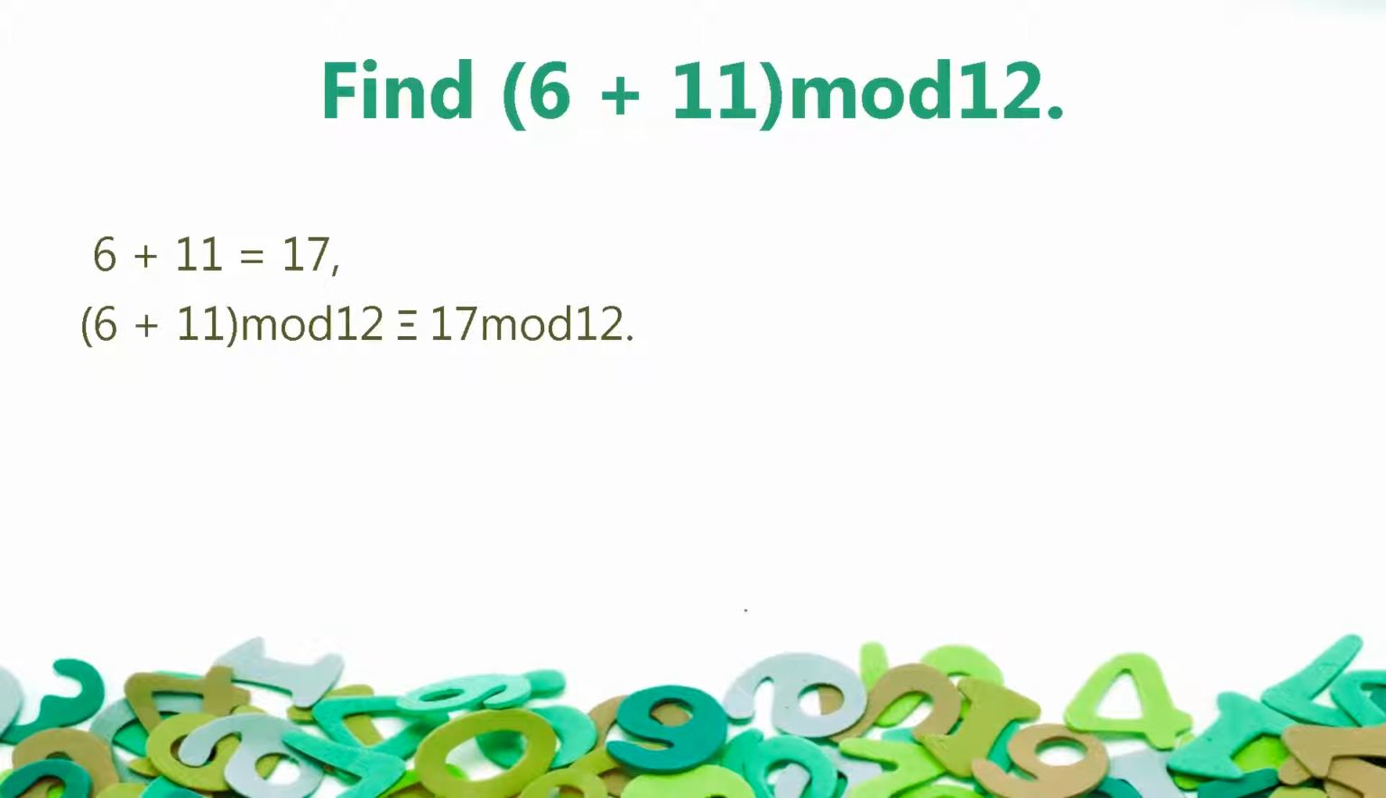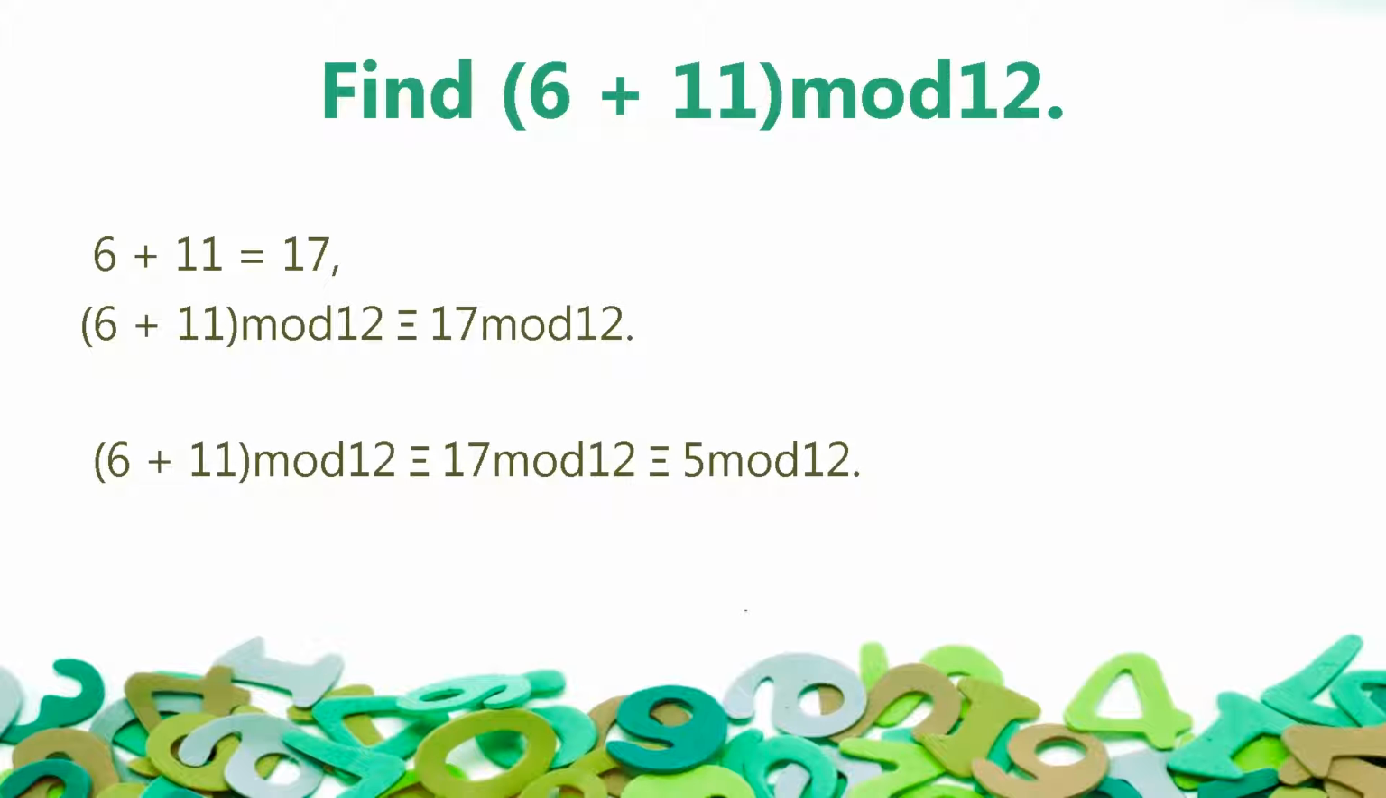Next, we find 17 modulo 12. To find 17 modulo 12, we find the remainder when 17 is divided by 12, which is 5. Therefore, 6 plus 11 modulo 12 is congruent to 5 modulo 12. This tells us that if it is 6, then 11 hours from now, it will be 5.